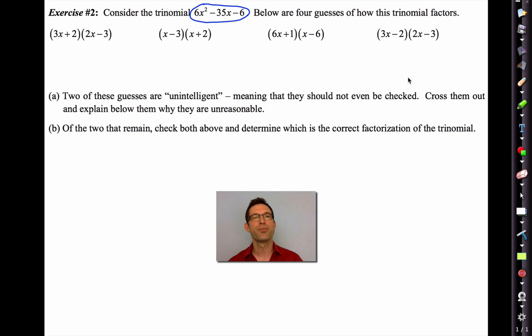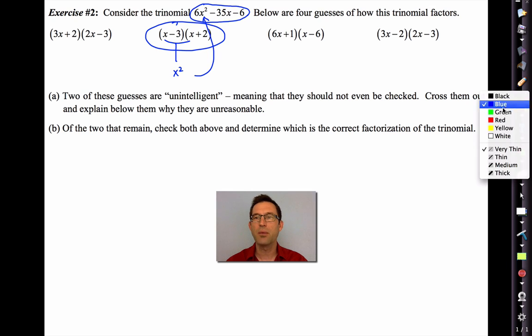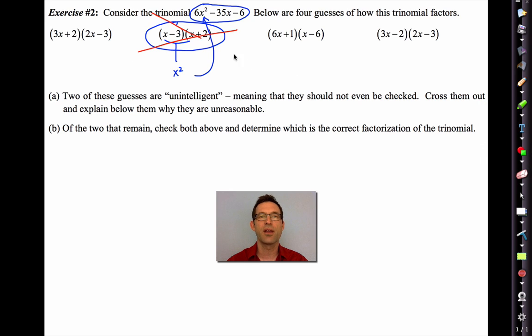All right, let's talk about them. Well, I claim that this is an unreasonable guess. And the reason it's unreasonable is that x times x is x squared, but I need 6x squared. So that one's out. I don't have to check anything else. Nothing's going to combine with an x squared to give me a 6x squared. We kept trying to emphasize that in the last problem.